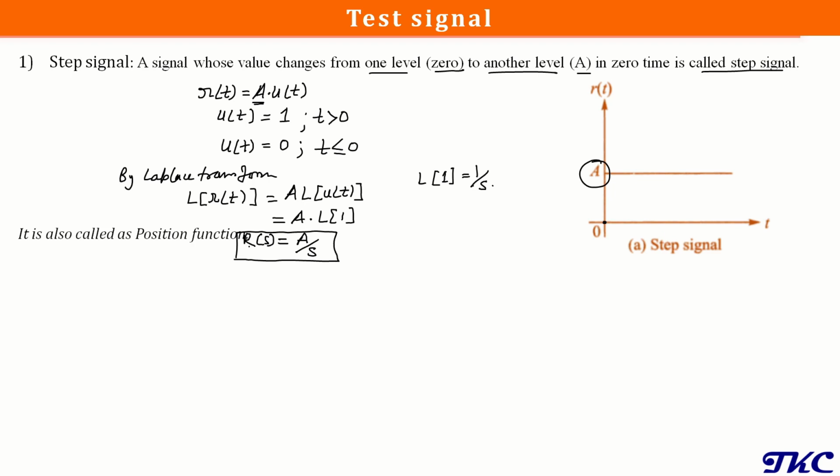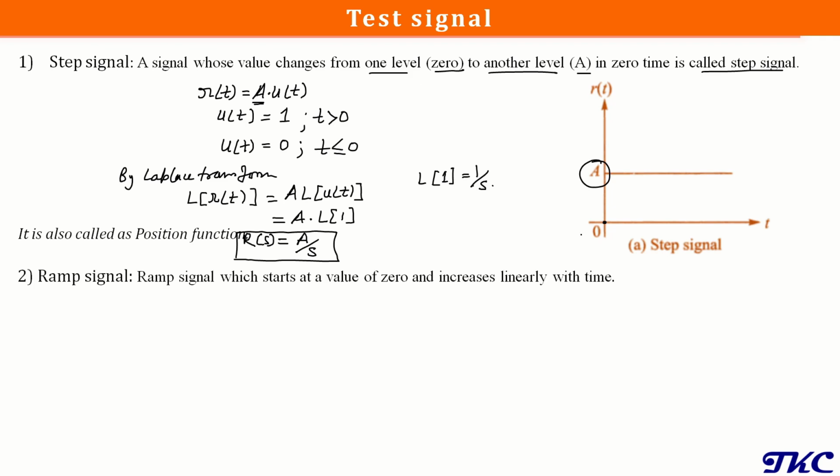This step signal is also called a position function, because the graph of this step signal is the same as when we talk about a position that is constant with respect to time. If we plot the graph of position which is constant with respect to time, it looks like the step signal graph. In that way it is also called a position function.